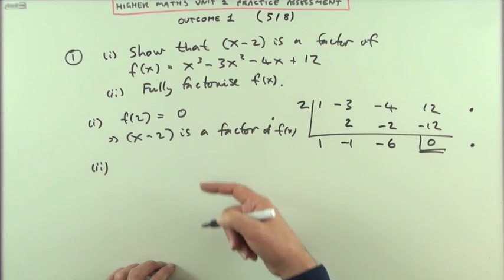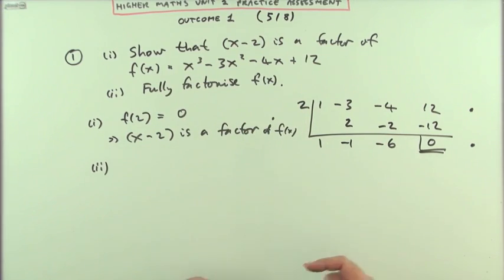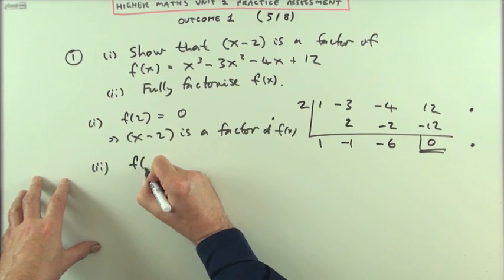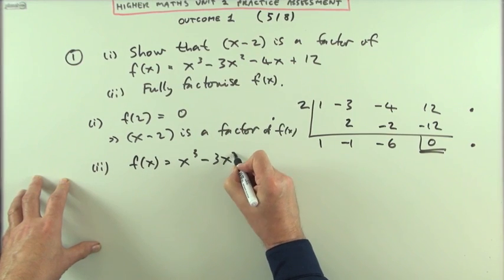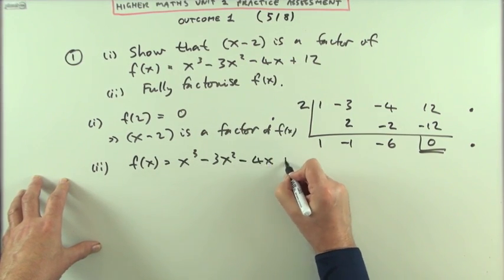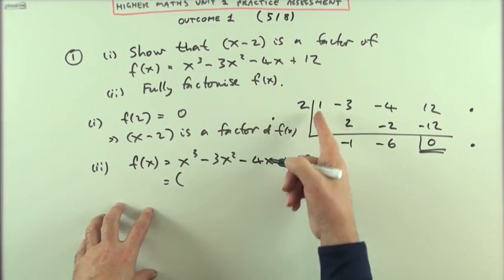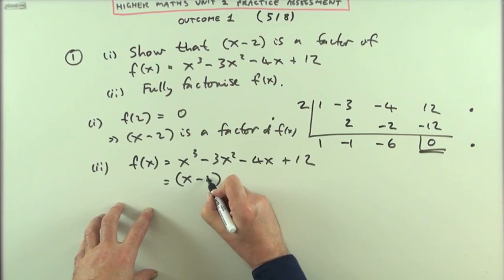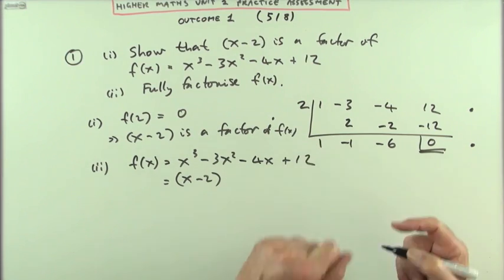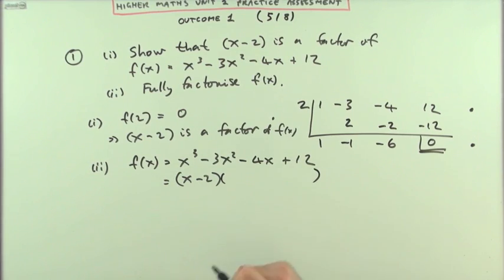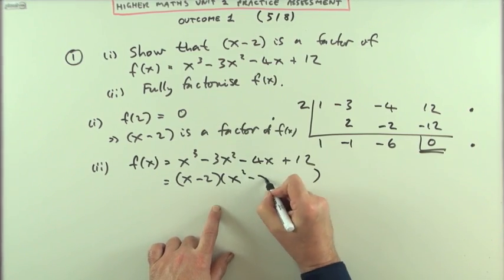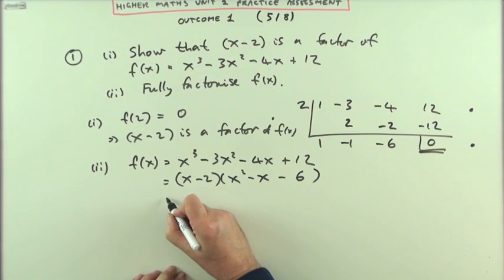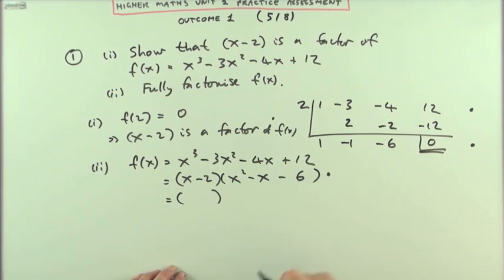Now it says fully factorise, not just carry on and finish off this little bit. So maybe I'll put it down fully. F of x is x cubed minus 3x squared minus 4x plus 12. I already know I've got x minus 2 as a factor, and this gives me the coefficients of the quotient, the number of times it divides in, 1 lot of x squared minus 1 lot of x minus 6. That's the next mark, up to 4 marks now.